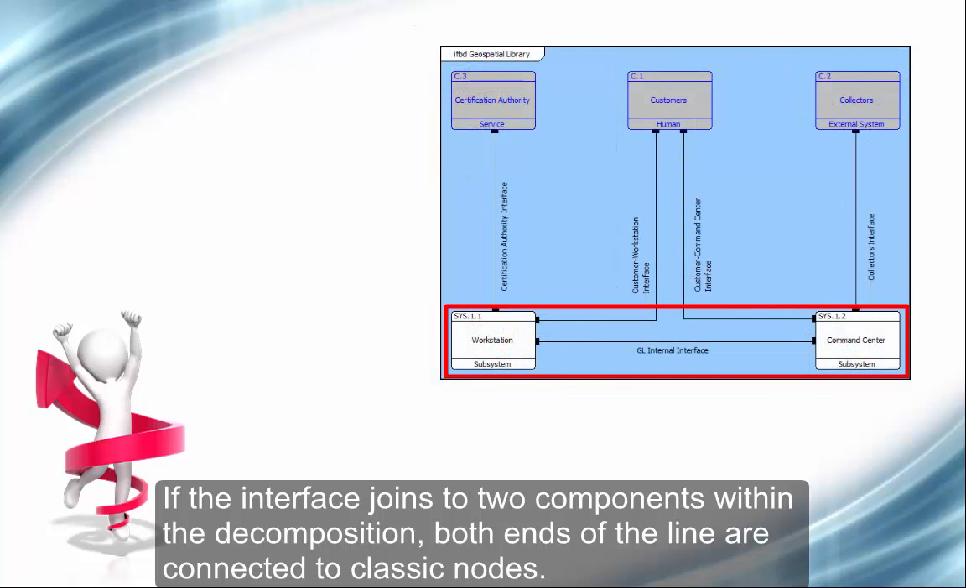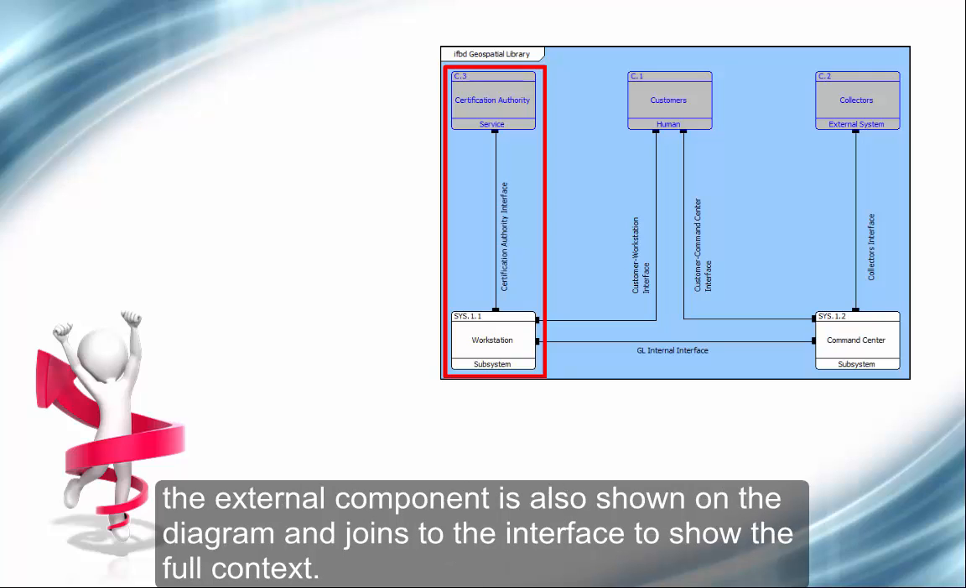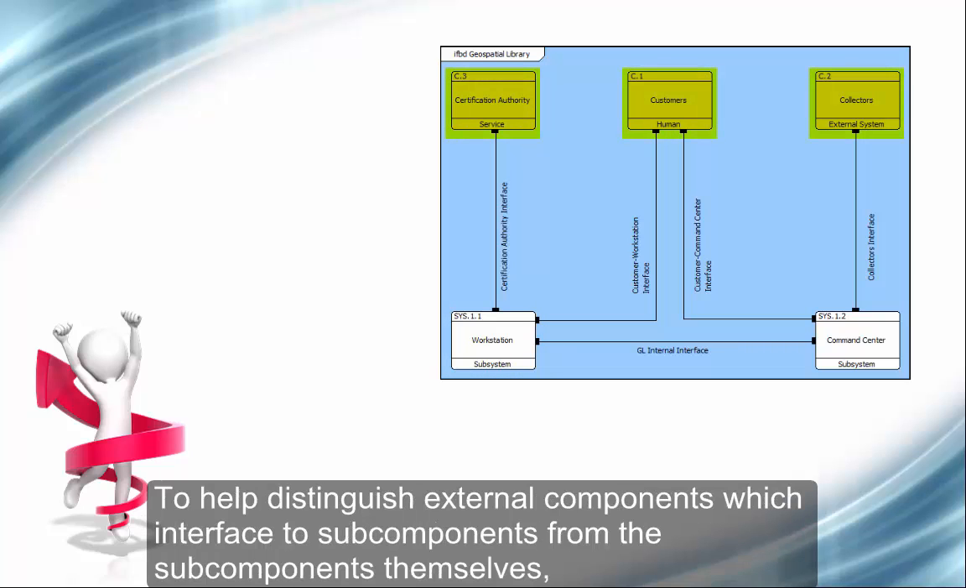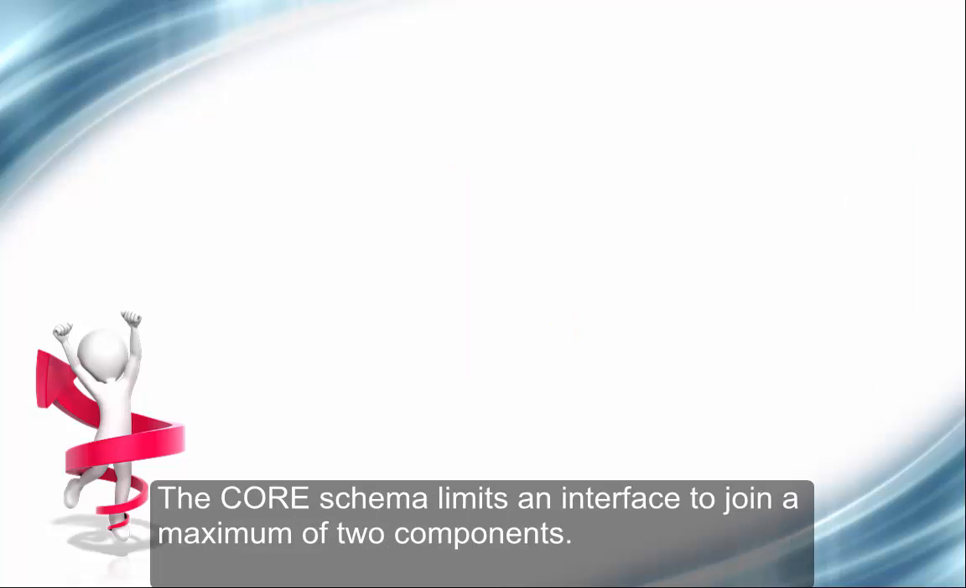If the interface joins to two components within the decomposition, both ends of the line are connected to classic nodes. If one end of the interface exists outside the composition of this component, if the interface is an external interface, the external component is also shown on the diagram and joins to the interface to show the full context. To help distinguish external components which interface to subcomponents from the subcomponents themselves, external components are drawn with a gray background by default.